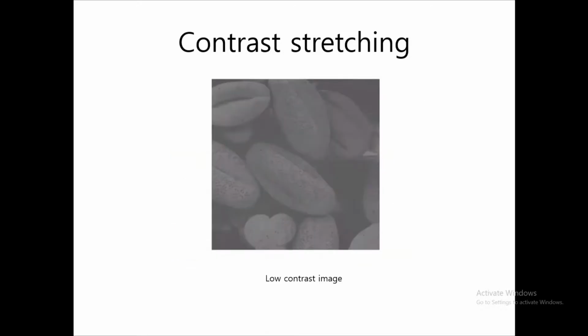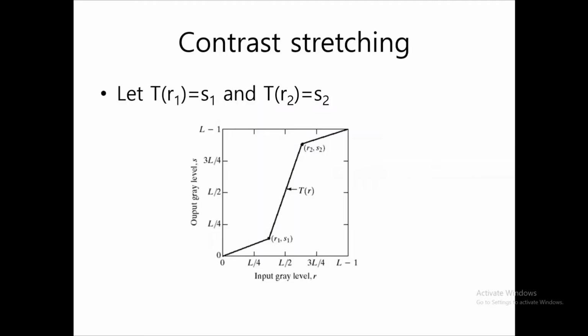Here we can see a low contrast image, where the intensity range is very poor and the overall appearance of the image is unclear. So we perform contrast stretching so that the dynamic range of the image is increased and the different details of the image can be clearly visible. A typical example of contrast stretching can be seen in this figure.